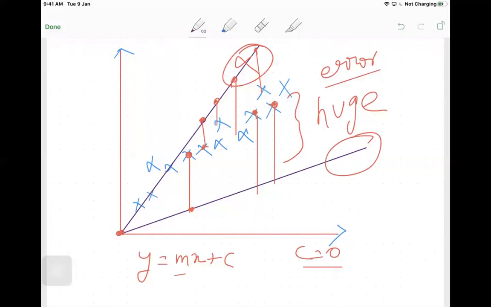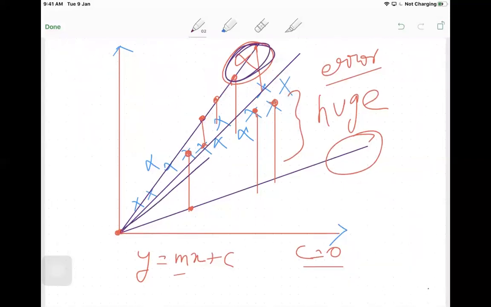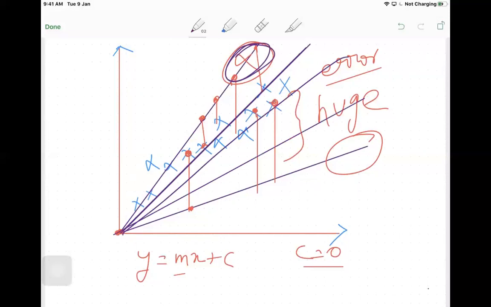Though I have drawn the initial line like this, I understood that the error for this particular line was high. So I'll try to reduce it a little, and then calculate and see what the error is. Then again you take another line like this and see what the error will be. Again you take another line and see the error. Like that, for different m values, for different slopes, you fit a line through the data and see which particular line is actually giving you the minimum error.